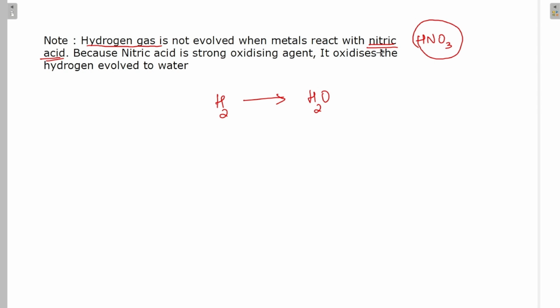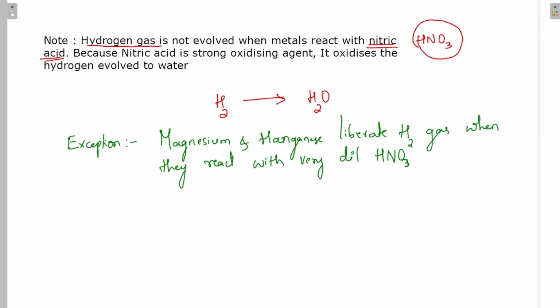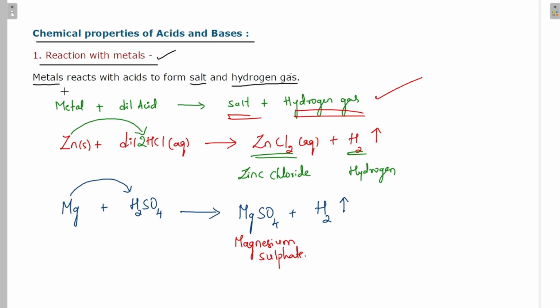And again, there is one more exception here. There are two such metals which will liberate hydrogen with very dilute nitric acid. They are manganese and magnesium. Only these two metals, that is magnesium and manganese, will react with very dilute HNO3 to liberate hydrogen gas. You have to remember this exception also. So overall what we have learned here, when metals react with acid, there is a formation of salt and hydrogen gas. These metals which are more reactive than hydrogen will displace hydrogen from the acids to form salt and hydrogen gas.